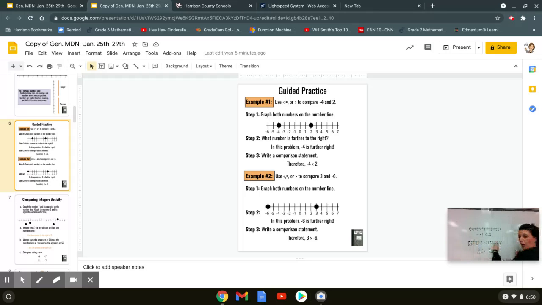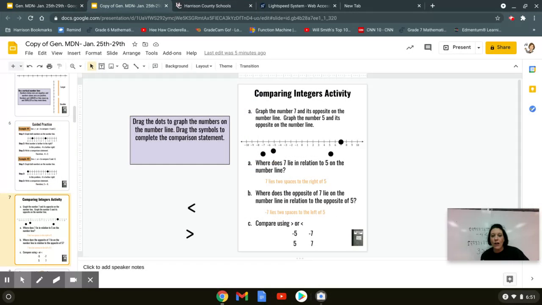The further you go out here on your number line, the greater the numbers get. The same is true over here. The further you are to the right, so -2 is greater than -6 because it's further to the right on the number line. Now let's take a look at our assignment for today.